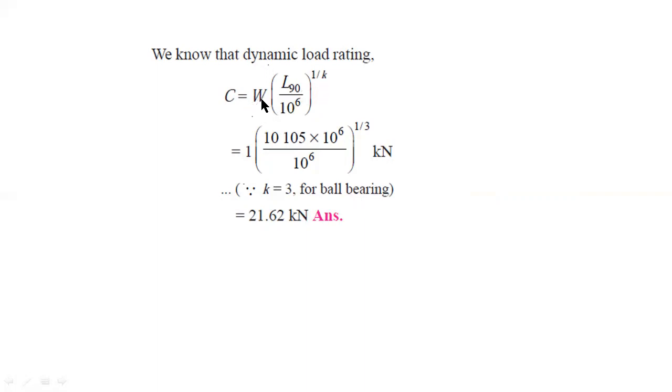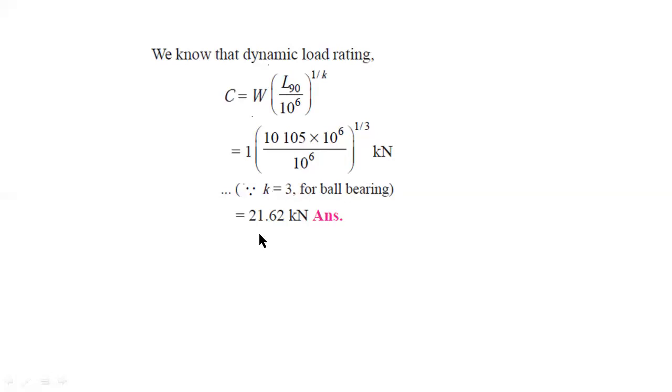Here the equivalent dynamic load value is given, that is 1 kilonewton. So W equals 1 kilonewton, so the answer is also in kilonewtons. And the life of bearing L90 value is already obtained in the previous slide. So L90 value is 10.105 into 10 power 6, divided by 10 power 6, whole power 1 by K, with K equal to 3 for ball bearings.